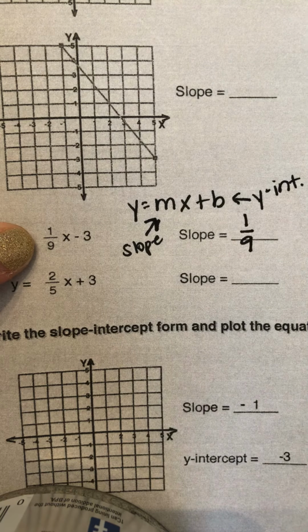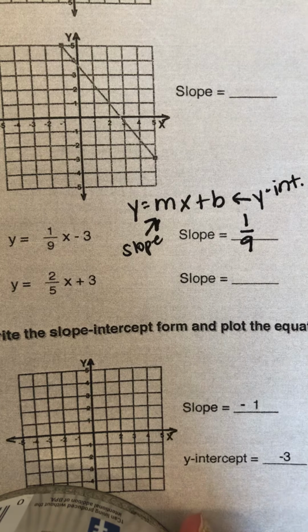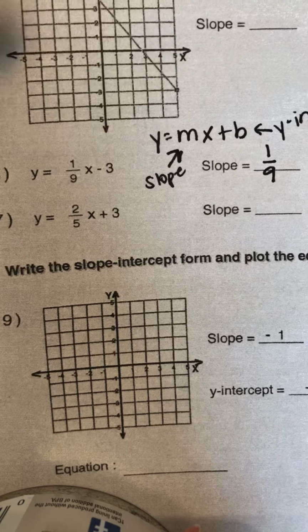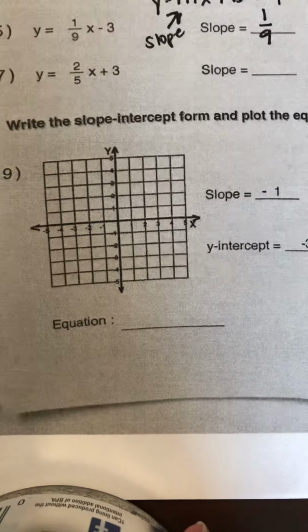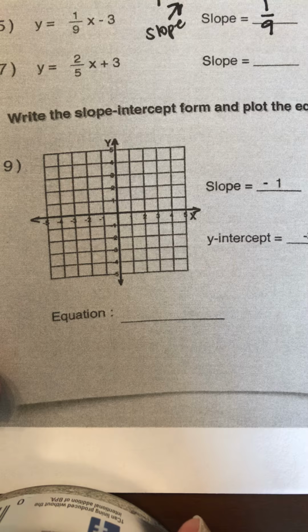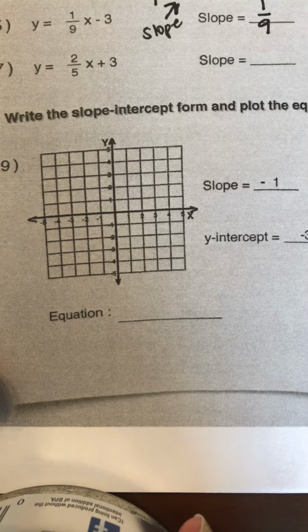So you'll need to look at all these equations, and they're all set up in y equals form, so you'll be able to see easily in slope-intercept form what that slope is. All right, and if you keep sliding down, you'll see write the slope-intercept form and plot the equation of each line given the slope and the y-intercept.